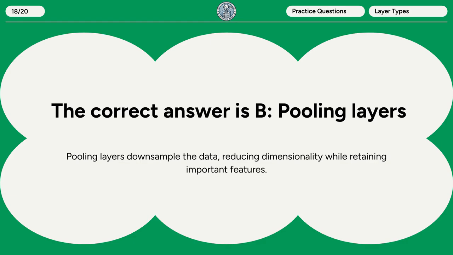The correct answer is B. Pooling layers. Pooling layers downsample the data, reducing dimensionality while retaining important features.